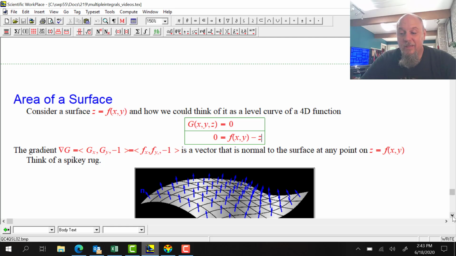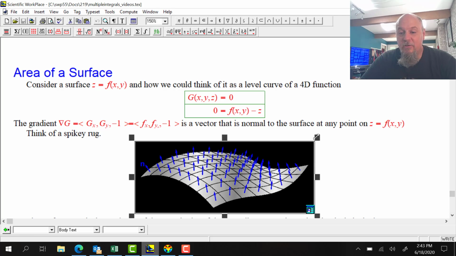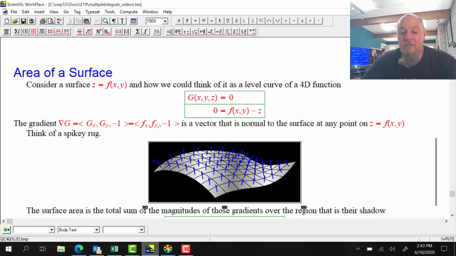So here's a picture, I think I just took it from Wikipedia. But the idea is that I've got this surface and all these little normal vectors are perpendicular. And what I want to do is add up the area of all these little rectangles, little squares, let's say. And then when I sum up all the areas of those little rectangles, those little squares, I'll get the area of that surface that's over top of a shadow.